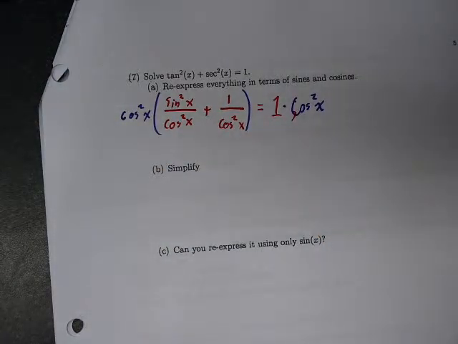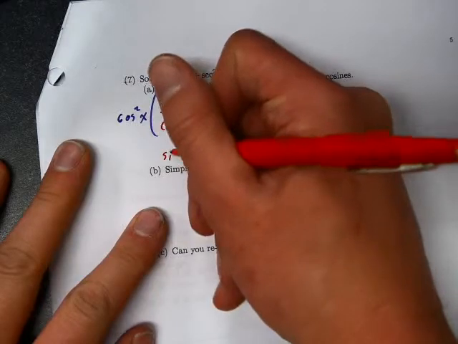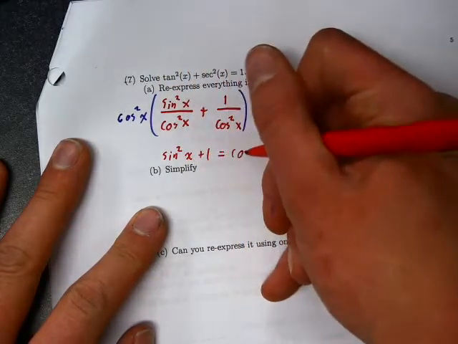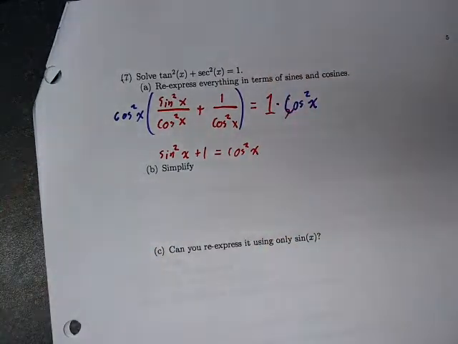So let's distribute. Those of you who see why that was a good move know what it'll reduce to anyway. I'll distribute the cosine squared around. Cosine will cancel with the cosine squared. Cosine will cancel with the cosine squared. So the equation will become sine squared of x plus 1 equals cosine squared of x. Everybody happy with that?